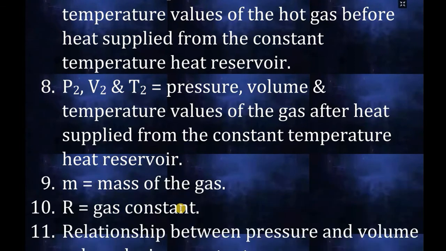m is the mass of the gas. Remember, throughout the process, the mass of the gas remains constant, because the hot gas inside the cylinder is completely sealed by the piston, so there is no chance of escape of gas. Therefore the mass of the gas remains constant throughout the process.